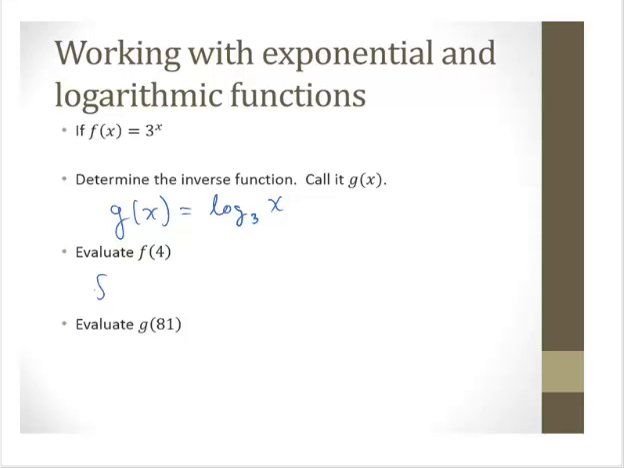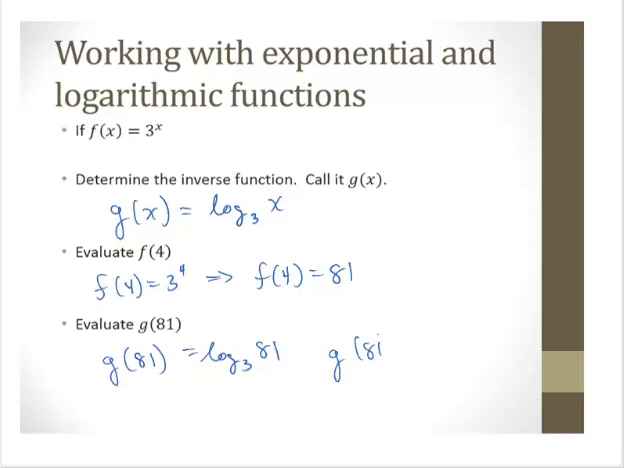Evaluate f of 4. F of 4 would be 3 to the 4th, so then f of 4 would be 81. G of 81 would be the log base 3 of 81. 3 to the what power yields 81? G of 81 equals 4. And so notice that there's that inverse property. F of 4 is 81, g of 81 is 4. So this is one example that demonstrates that it's reasonable that they are inverses.